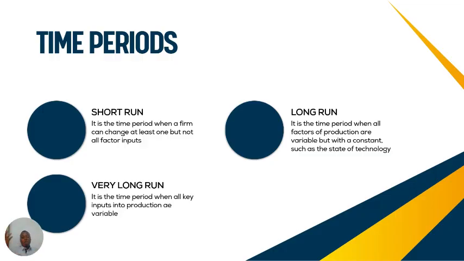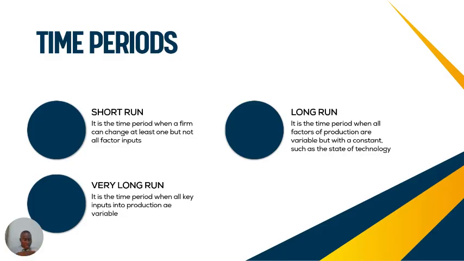Now, when we talk about long run, long run is that time period when all factors of production are varying. They have changed, they have adjusted. The only thing that is still held constant is the state of technology, which is not part of the factors of production, like we have said. So technology in the long run is held constant, but all four factors of production are varying in the long run.